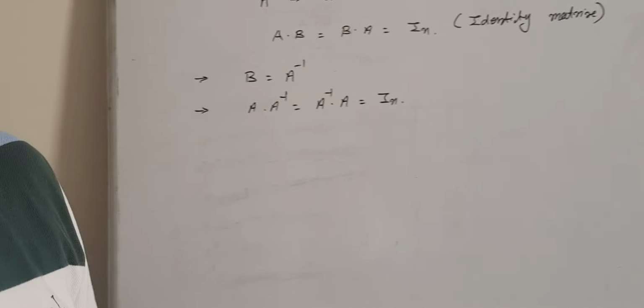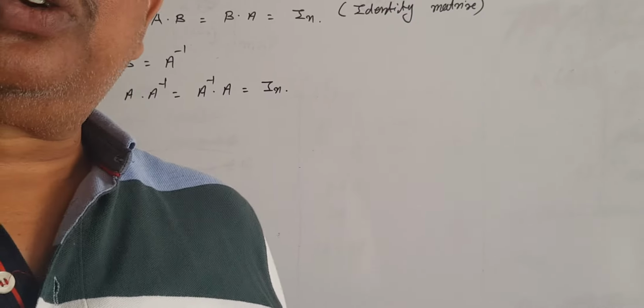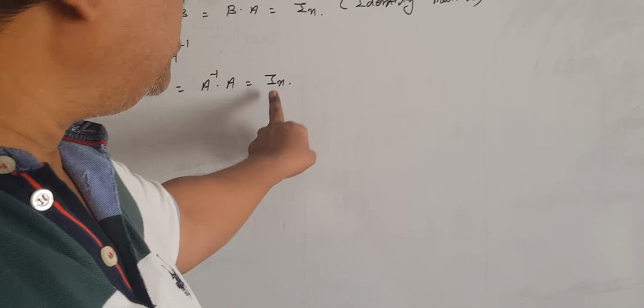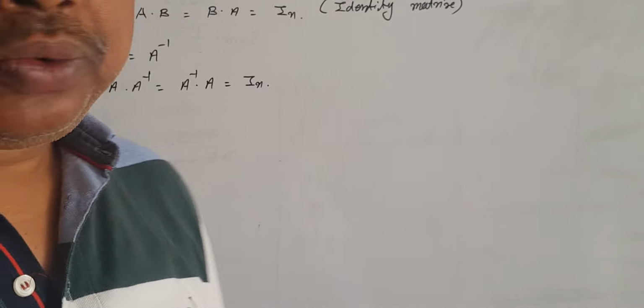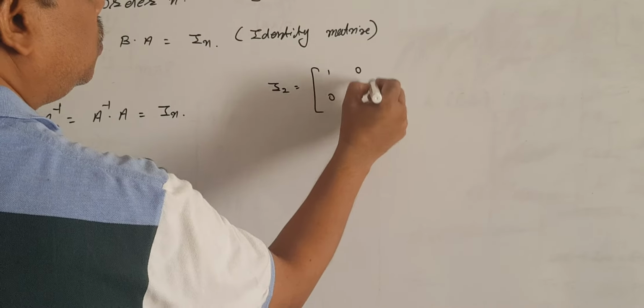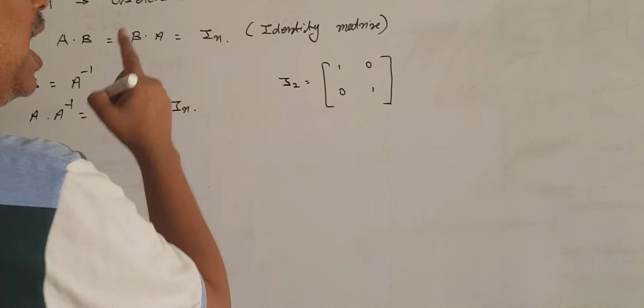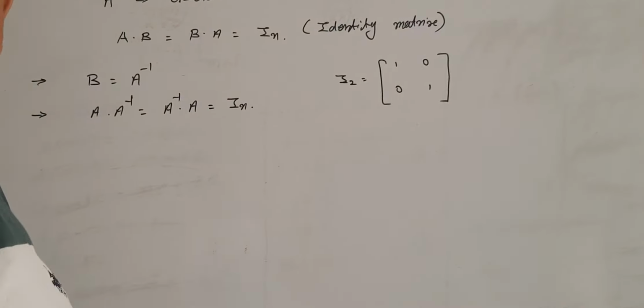n is the order. If your matrix A is a 2 by 2, you get an identity matrix 2 by 2. I_2 is 1 0 0 1. If A is an order 3 by 3, then your I_3 becomes a 3 by 3 identity matrix. It's 1 0 0, 0 1 0, 0 0 1. It is very simple.